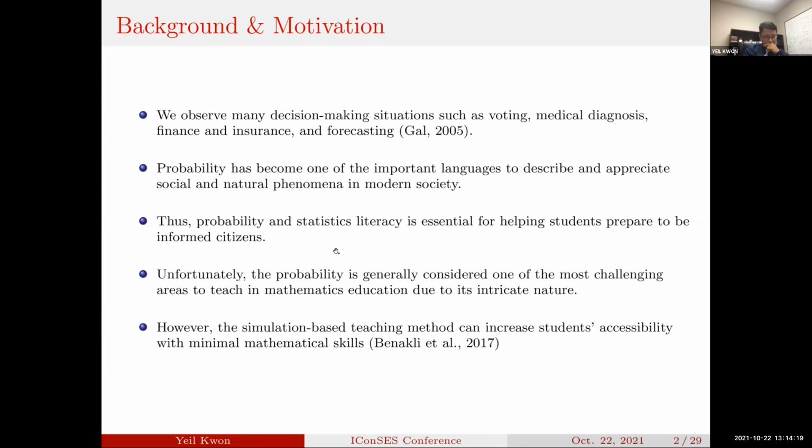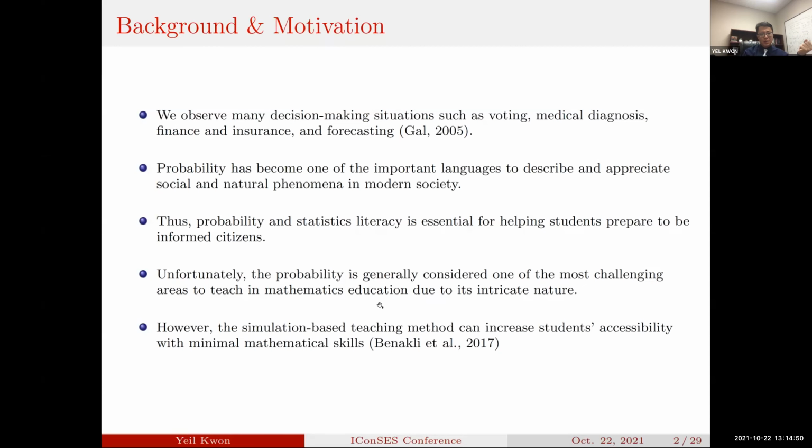The main point is, anyway, probability is a very hard part to teach to students. That is because most likely probability problems require a lot of mathematical skills. So if we have students majoring in mathematics or statistics, we can approach it that way, but we cannot use that mathematical approach with every student.